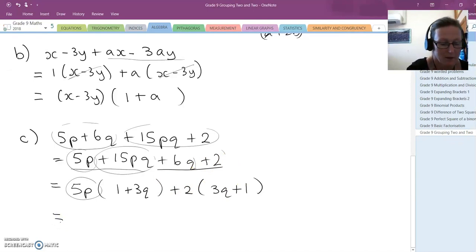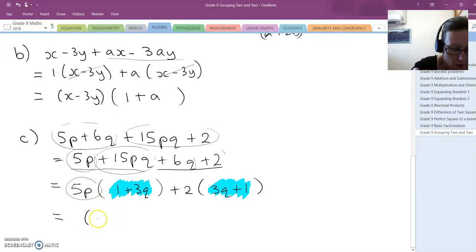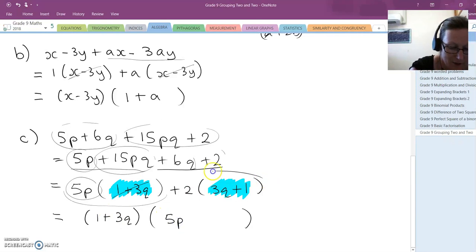Okay, we've got 2 terms left. I'm going to highlight what's in the brackets, because what's in the brackets of these 2 terms is in fact the same. 1 plus 3q and 3q plus 1 is the same. The order is different, but that doesn't matter. So I'm going to take my aqua highlighted thing out because it's common to both terms, 1 plus 3q. And if I get my first term and I divide it by 1 plus 3q, the 1 plus 3q cancels out and I'm left with 5p. And if I get my second term and divide it by 1 plus 3q, the 3q plus 1 cancels out and I'm left with 2.